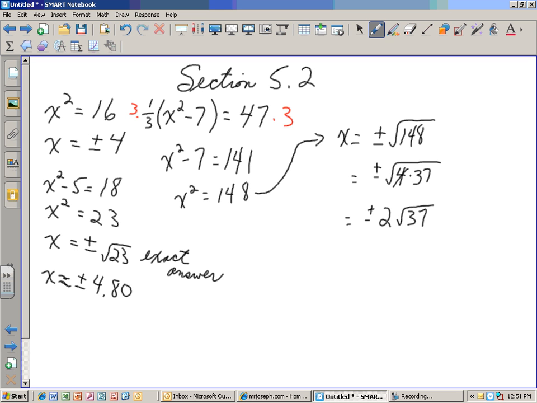Okay, this is an exact answer. If it asks for an answer rounded to the nearest hundredth or tenth or whatever it is, then we can put that into your calculator, and don't forget the plus or minus. Okay. Everybody with me so far?